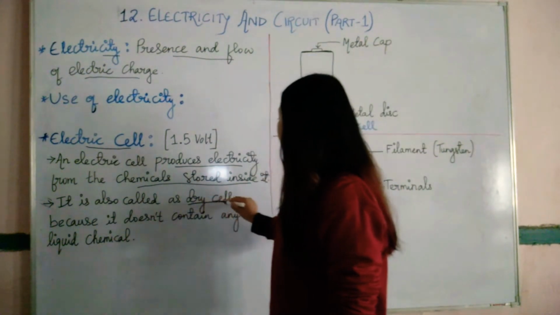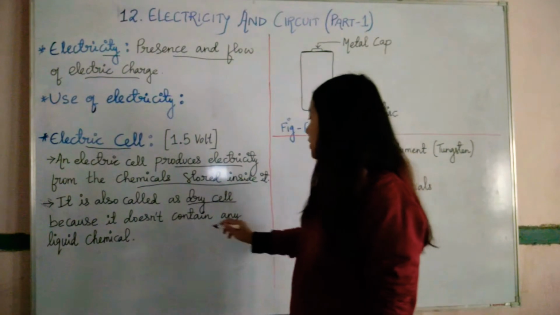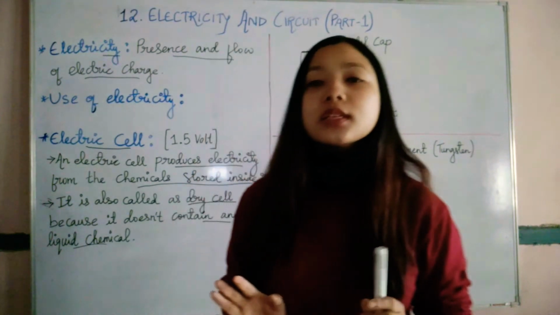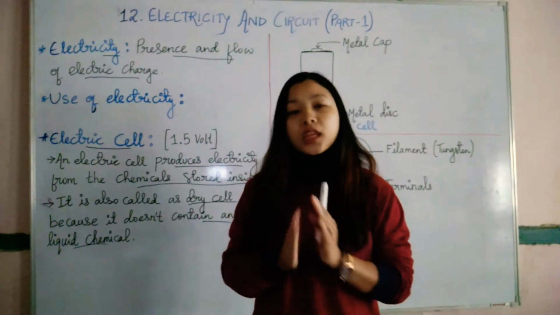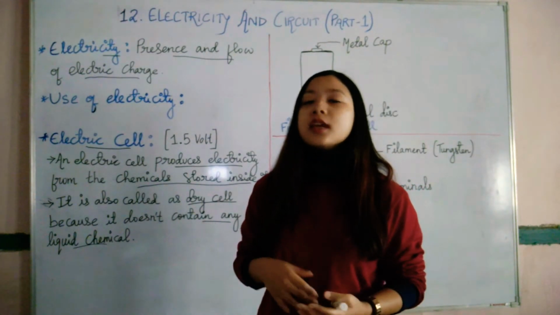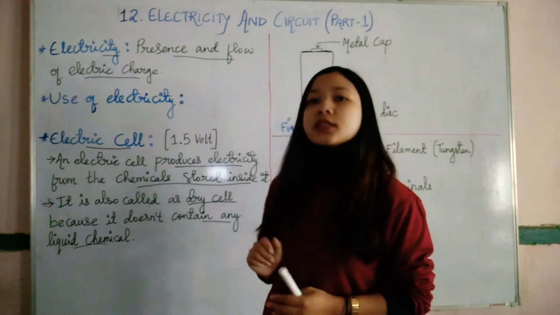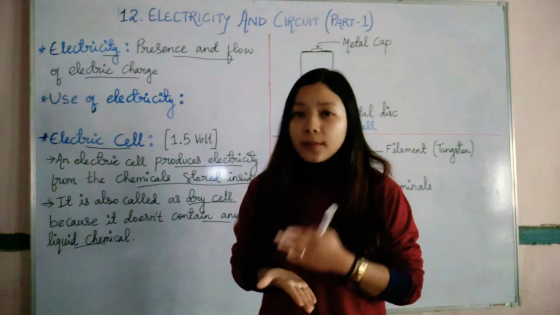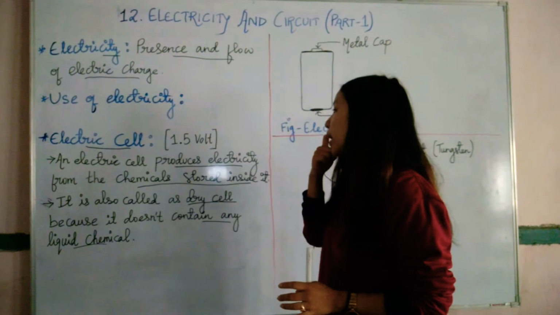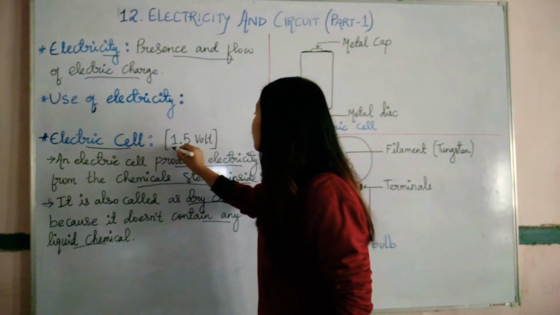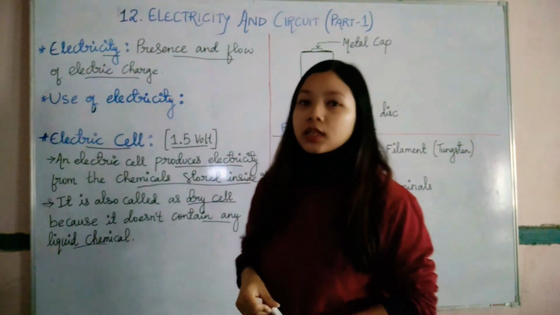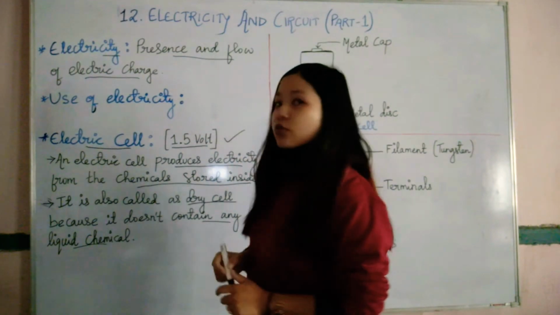Electric cells are also known as dry cells. Why? Because they don't contain any liquid chemicals. There is no liquid chemical present in these electric cells. That is why they are also known as dry cells. So what is an electric cell? An electric cell is an object that produces electricity from the chemicals stored inside it, and it doesn't have any liquid chemicals in it. Now, an electric cell produces about 1.5 volt of electricity. This is the range for the electric cell.